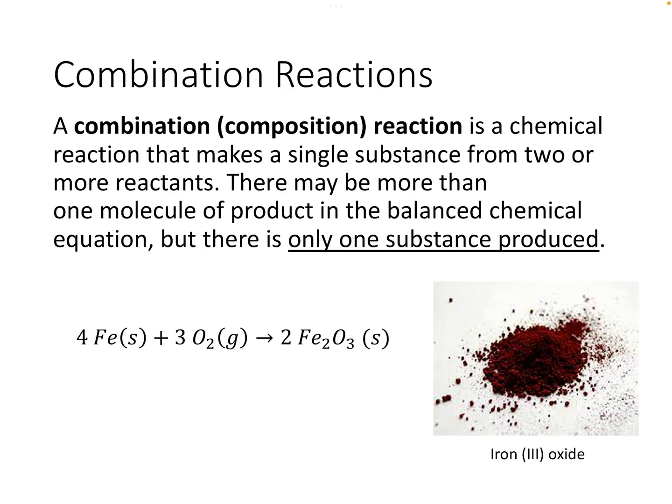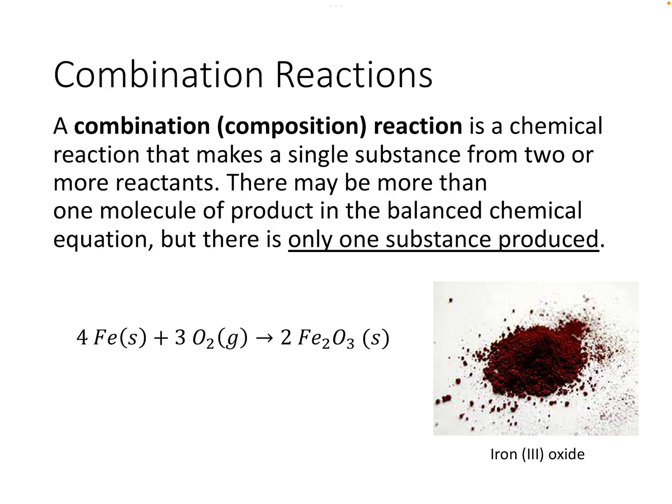So let's look at the first type, a combination reaction. Sometimes this is also called a composition reaction, but this reaction makes a single substance from two or more reactants. Now, you might produce more than one molecule of the product, but there's only one substance produced. So an example is down below.